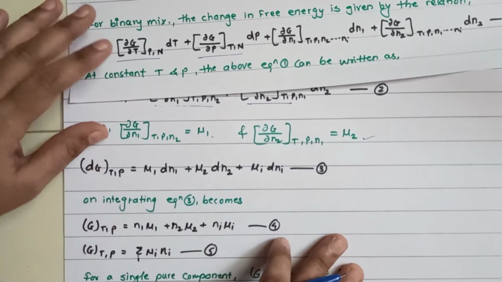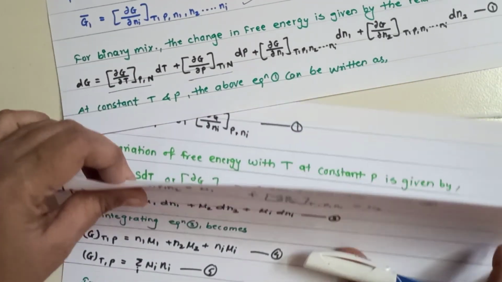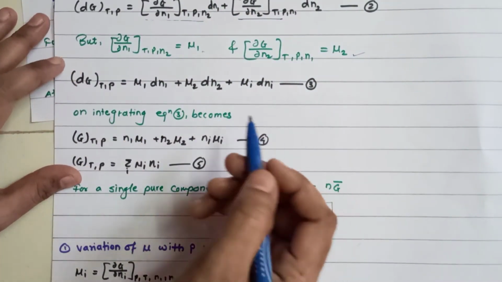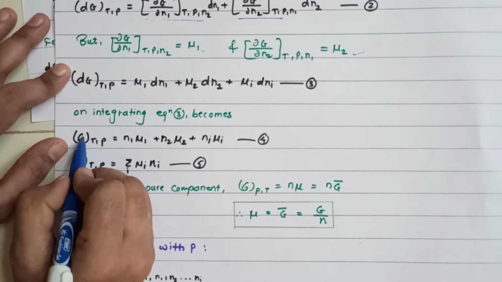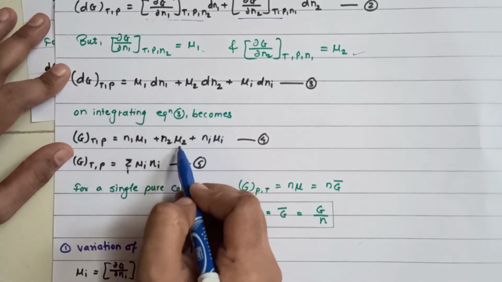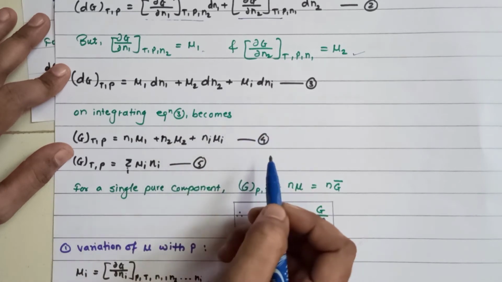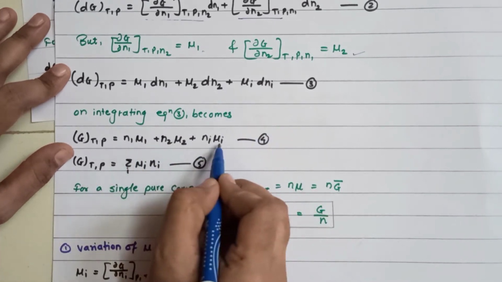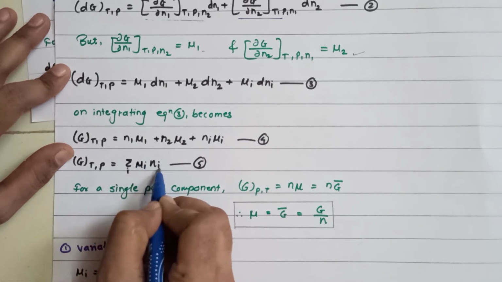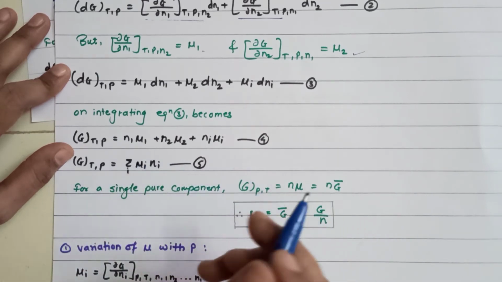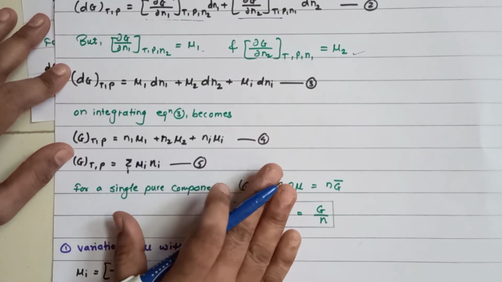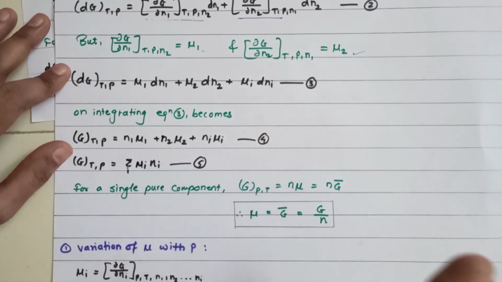So you will get here equation number 3. Now after getting equation number 3, we are going to integrate this equation, and after the integration you will get the free energy at constant temperature and pressure: n1 mu1, n2 mu2, ni mu i. So these are actually the total summation of ni and mu i. So these are the mu i and the ni. This is equation number 5, and this equation is basically known as your chemical potential.